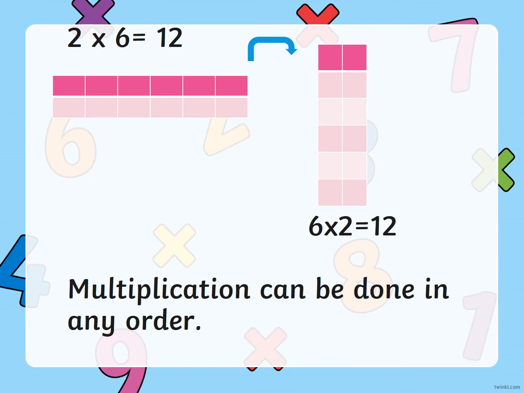Right, another important thing to remember about multiplication is that it can be done in any order. 2 times 6 equals 12 and 6 times 2 equals 12. Hopefully you can see in the arrays that I've drawn that they are both the same. I've just turned them over.